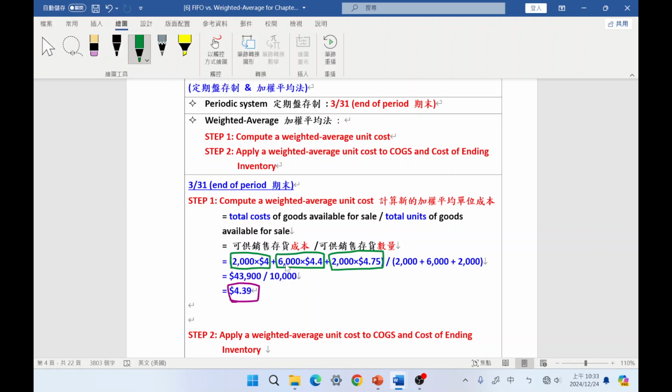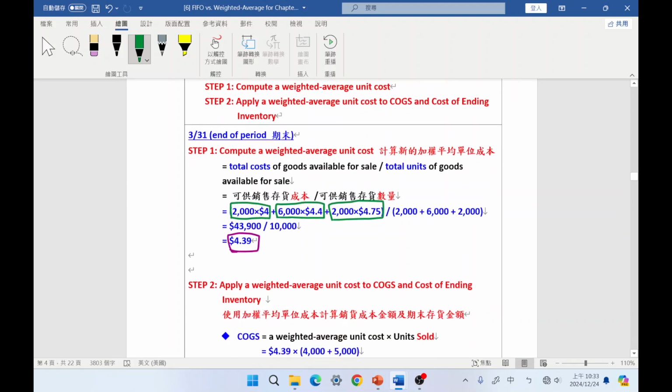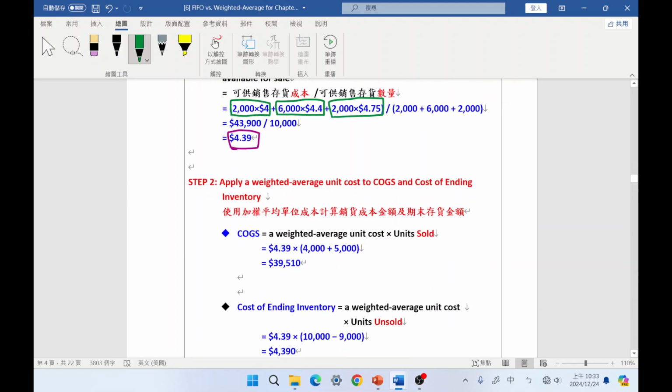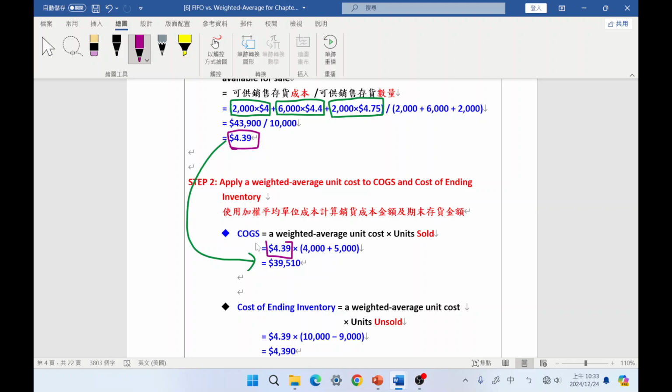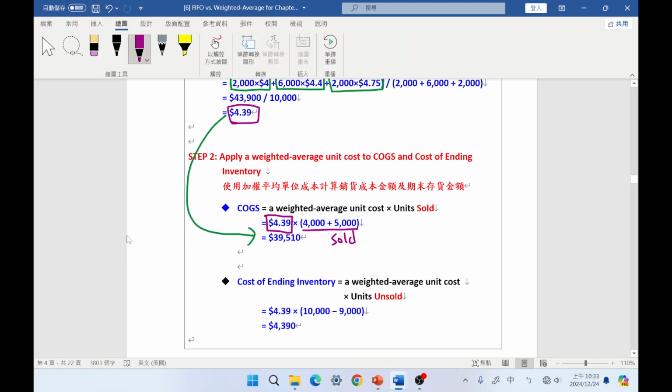Any questions? And based on this, you can use that to get your cost of goods sold. So what's our cost of goods sold? Based on our new unit cost, 4.39 times the total unit we sold, 9,000 units. Okay. Also, based on the new unit cost, 4.39 times the unit unsold. Okay. So that's how we got cost of goods sold and cost of inventory. Any questions?